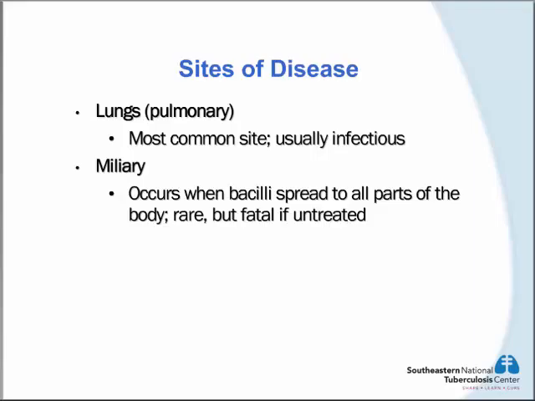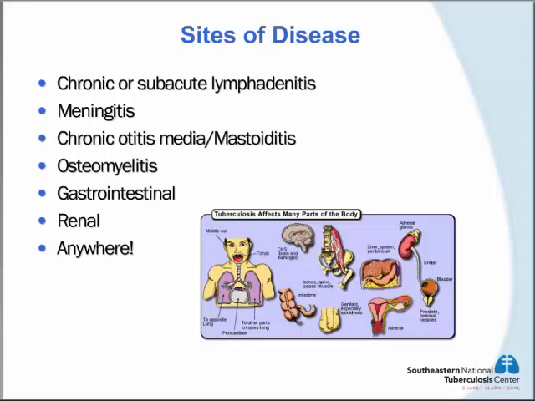Miliary TB can occur when the bacilli spread to all parts of the body, and there are 2 or more organ systems involved, and it could be pretty severe and fatal if it's left untreated. Other sites of disease include lymph nodes, where it can cause a chronic or subacute lymphadenitis, meningitis, otitis media, chronic otitis media or mastoiditis, osteomyelitis, gastrointestinal TB, renal TB, and pretty much TB, once it's spread, can go anywhere in the body.